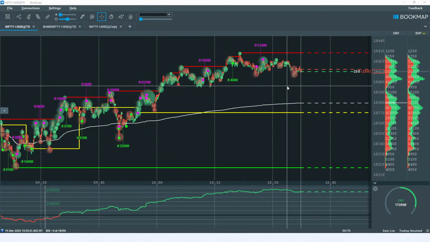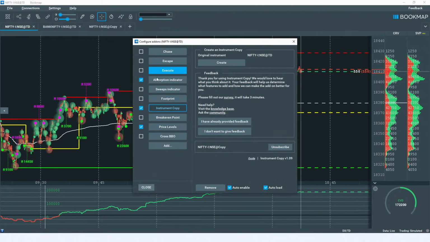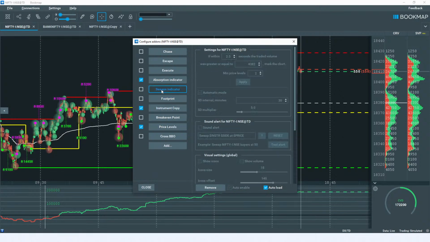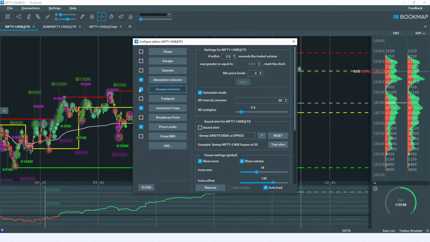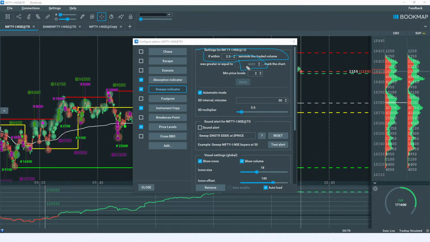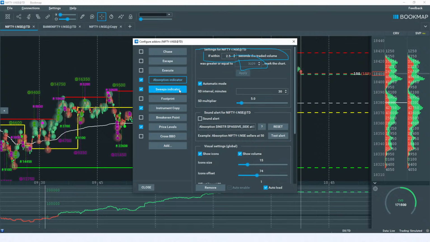Okay. So there is a request from Purna who is asking, can you explain the sweep indicator? Okay. There is one more indicator called a sweep indicator. So let me enable that as well and show you the setting in the first place. So basically the sweep is nothing but the condition, as it says, if within 2.5 seconds, so much of orders got executed. Now you may ask, what is the major difference between the absorption indicator? It is also the same, right?